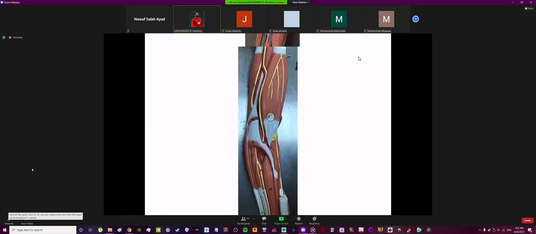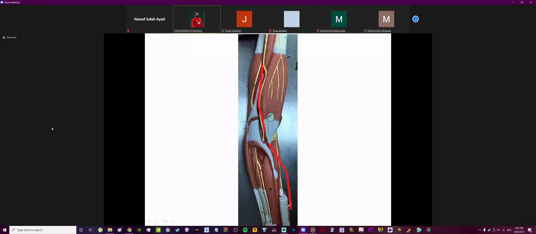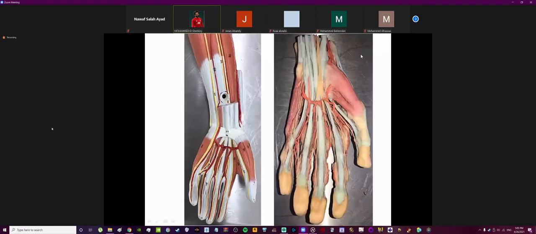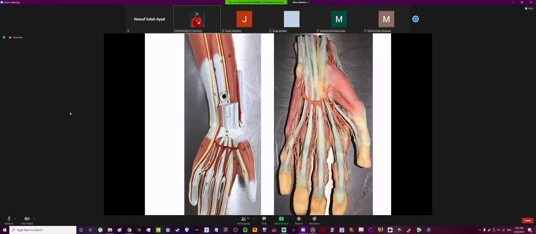Yes. This is regarding the brachial artery dividing into radial and ulnar. This is the ulnar artery. Here, you can simply identify the medial from the lateral by the thumb. It is lateral. And here the radial artery and ulnar artery form the arch in the hand, the deep palmar arch.